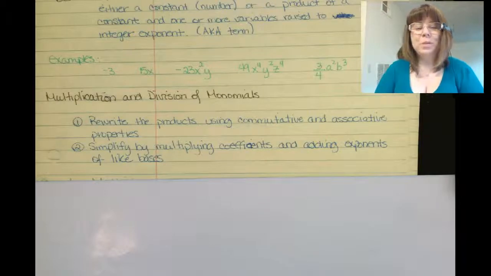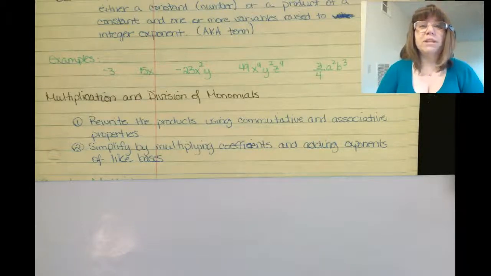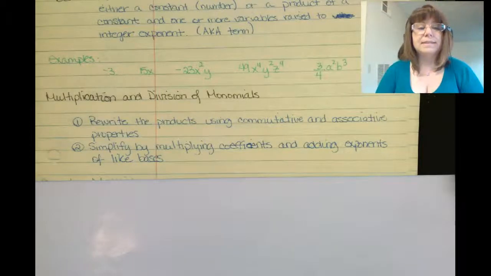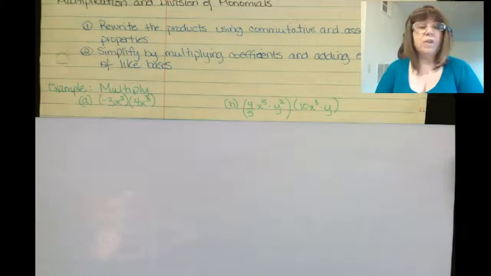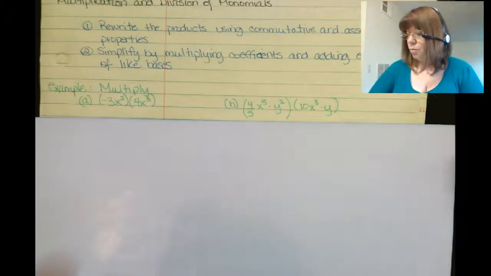Now that we know what monomials are, we can apply some mathematical operation on them, like multiplication and division. First thing that we want to do is rewrite our products using our commutative and associative properties, which we've learned long before, and we have worked with those before. We want to simplify by multiplying our coefficients and adding any exponents of like bases. Let's see a few examples by multiplying.